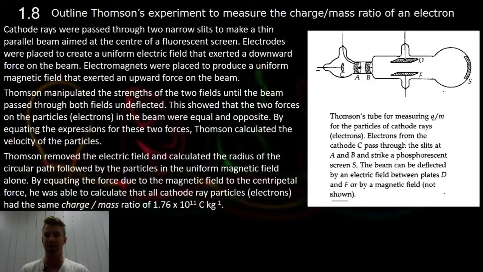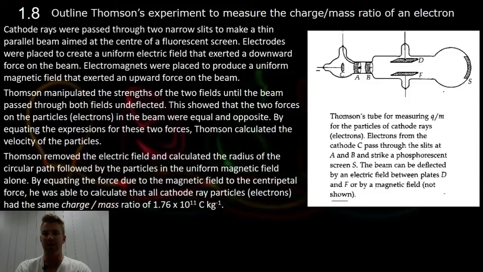Thomson manipulated the strengths of the two fields until the beam passed through both fields undeflected. This showed that the two forces on the particles in the beam were equal and opposite. By equating the expressions of these two forces, Thomson calculated the velocity of these particles.